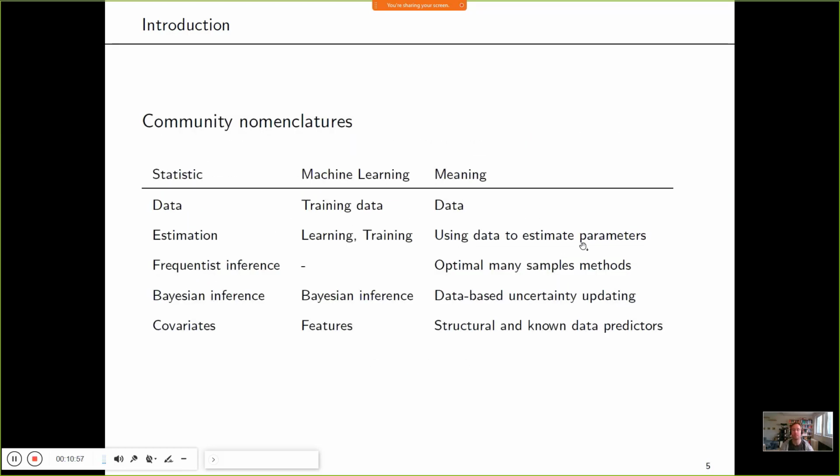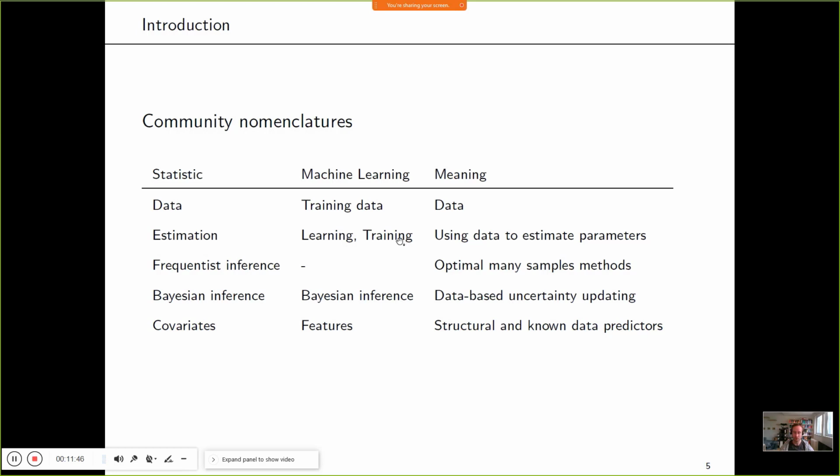There are, in terms of how people talk about things, different words in the different communities which mean the same thing. So in statistics, one usually talks about data. In machine learning, people like to talk about training data or training data patterns or whatever, but the meaning is just that's data, that's acquired data. In statistics, we estimate parameters. So parameter estimation, for example beta parameter estimation, was a big thing when we talked about the general linear model. In machine learning, parameter estimation is usually called learning or training.